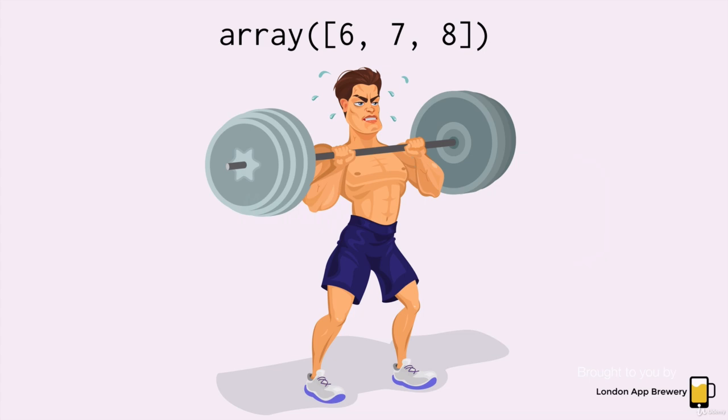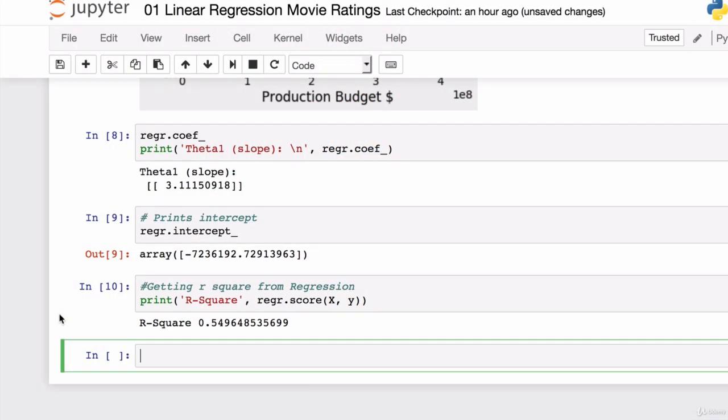Now, believe it or not, you've actually already encountered an array. Remember how we were looking at the regression intercept when we were estimating the movie revenue? Below the cell, we saw the output array, parentheses, square brackets, minus 7,236,000. In this output, you even see the word array, so we know that we're working with one. But let's make this more explicit. Let's check the type of regr.intercept_ and hit Shift Enter.